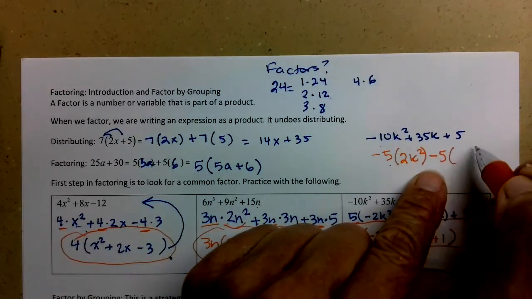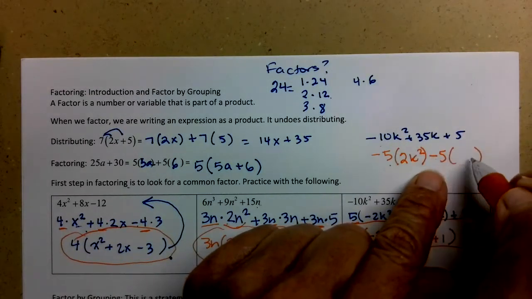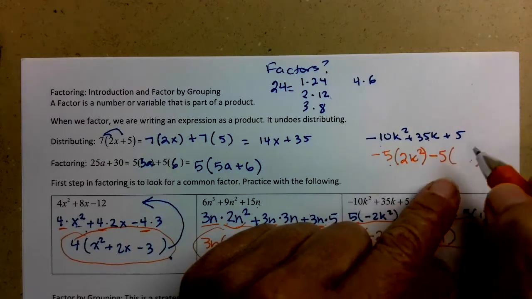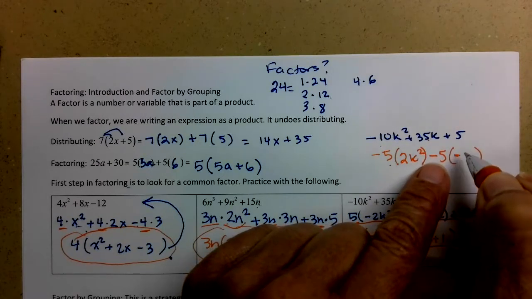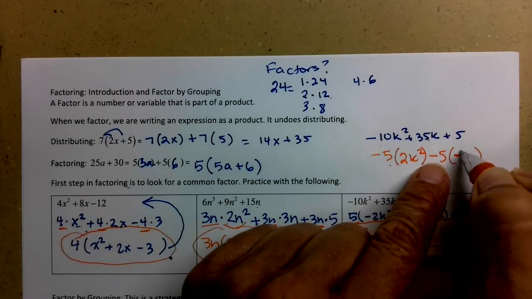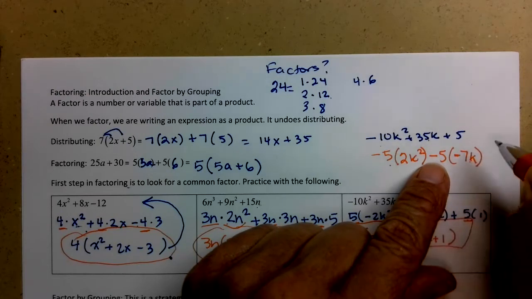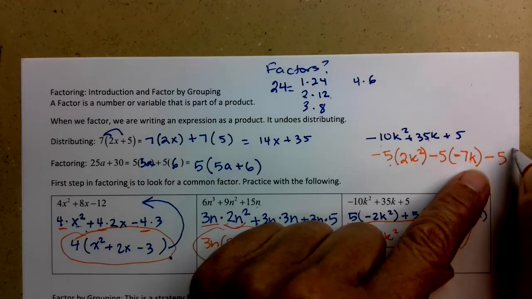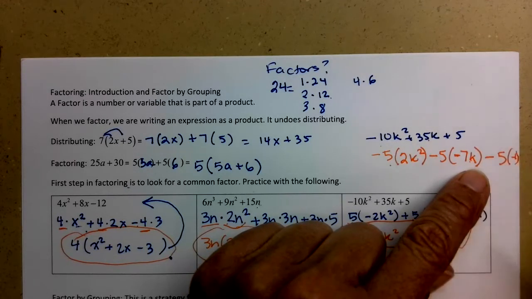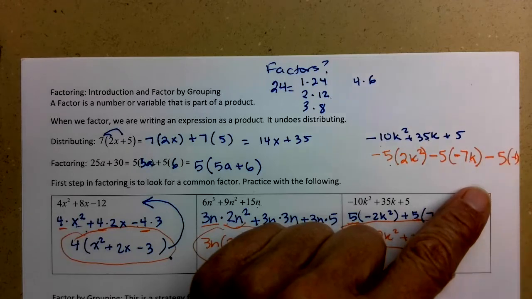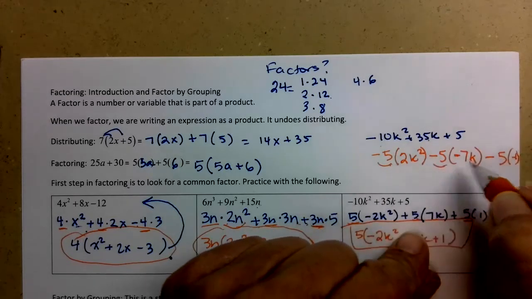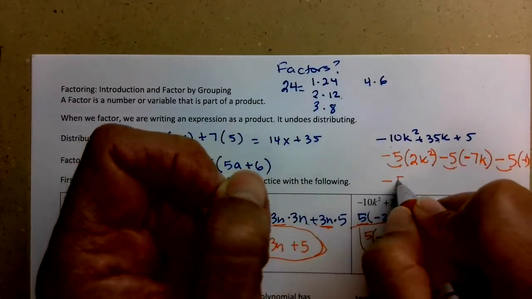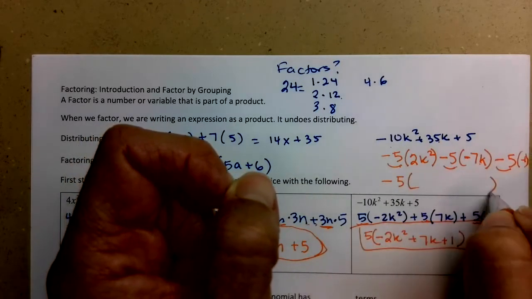What would the other partner have to be so that if I multiplied them, I would get positive 35k? It'd have to be another negative, right? So the negative times a negative. So how about a negative 7k? And then finally, 5 is negative 5 times negative 1. Sorry, I ran out of room there. Okay, now look, I've got that common negative 5. Go ahead and factor that one out. So negative 5 common out in front.